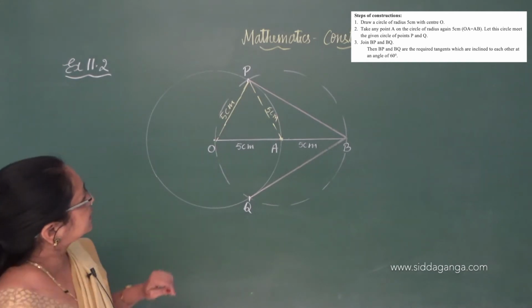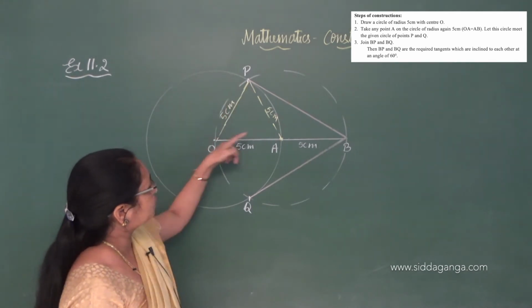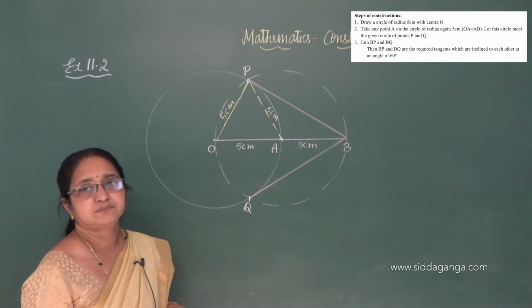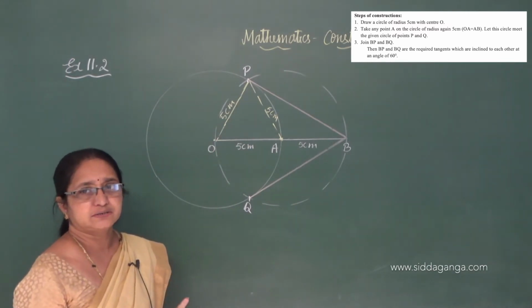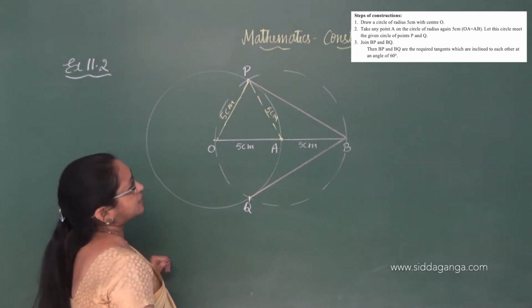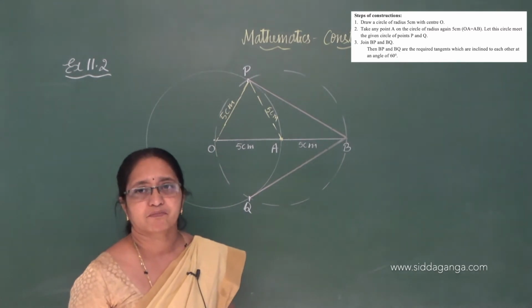Now, can I say that triangle POA is an equilateral triangle? So all the three sides are equal. In an equilateral triangle, definitely the angles will be 60 degree.